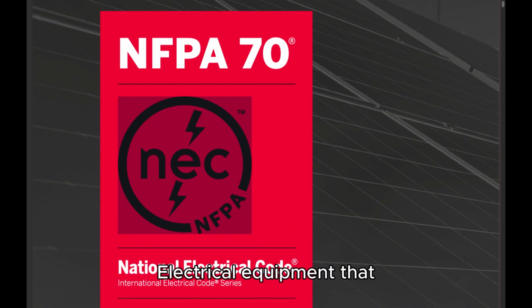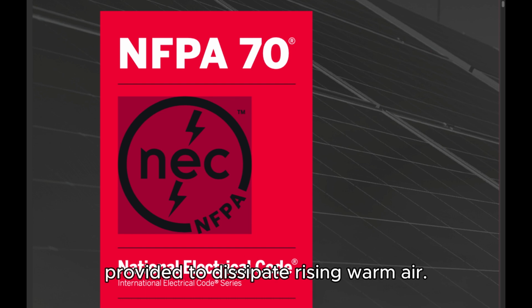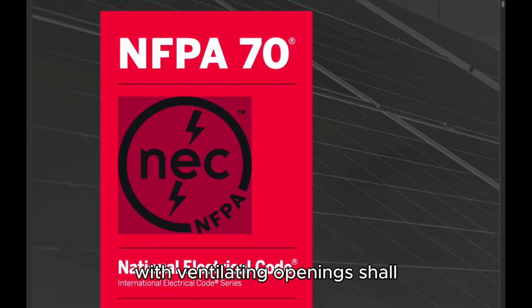Electrical equipment that depends on the natural circulation of air and convection principles for cooling of exposed surfaces shall be installed so that room airflow over such surfaces is not prevented by walls or by adjacent installed equipment. For equipment designed for floor mounting, clearance between top surfaces and adjacent surfaces shall be provided to dissipate rising warm air. Electrical equipment provided with ventilating openings shall be installed so that walls or other obstructions do not prevent the free circulation of air through the equipment.